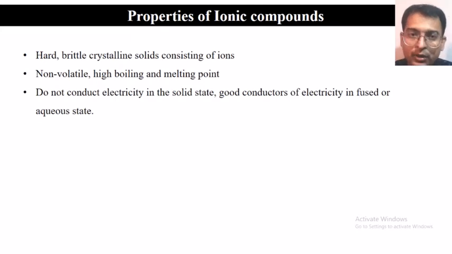So what are the properties of ionic compounds? They are hard, brittle, crystalline solids consisting of ions. They are very stable, because they have electrostatic or Coulomb attraction between themselves, and they form crystalline solids. You already know salts. Salts look like crystals.